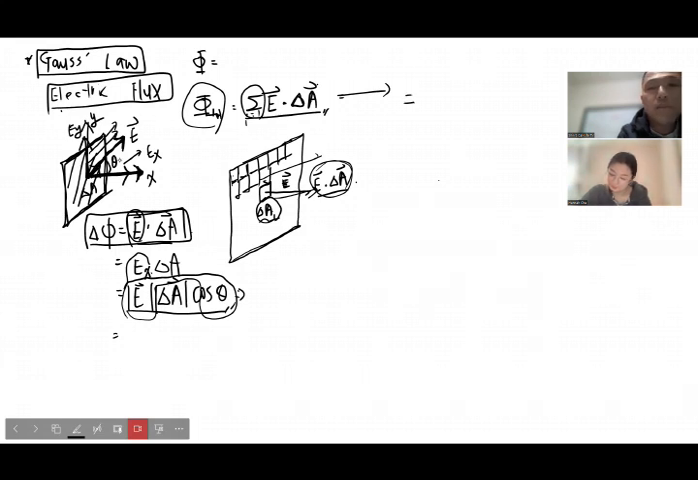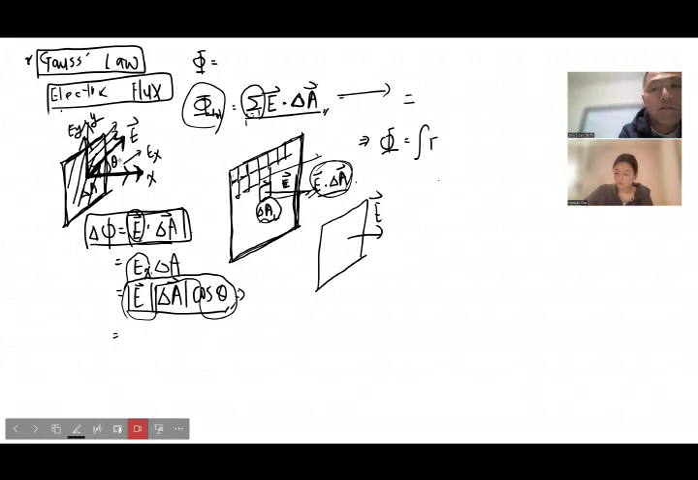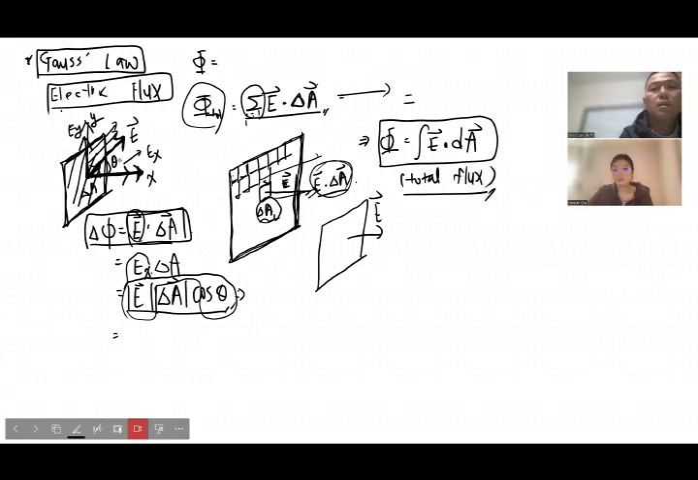So if you replace this finite-number area summation with the integral notation, then the total flux across the area should be the integral of the electric field dot product dA. So this is the more generic definition of the flux, the total flux of the area of your interest.